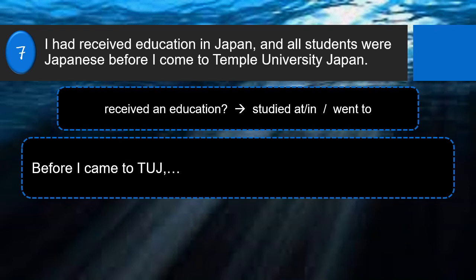Next, received an education. Really? How about studied? Studied at, studied in a school, went to a school. Make it simple. Also, education in Japan. Why do we need this prepositional phrase? Well, how about Japanese schools? Use Japanese as an adjective.